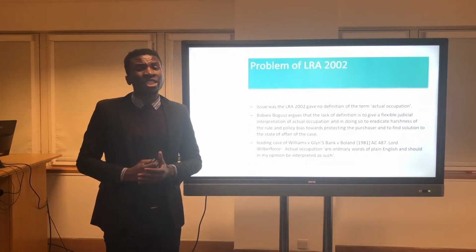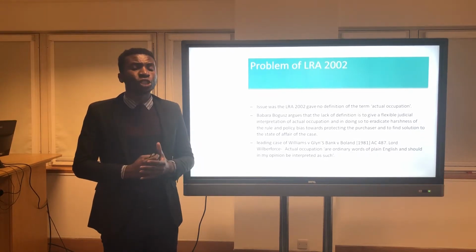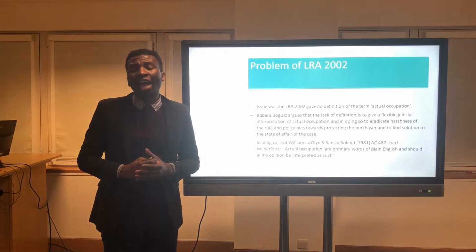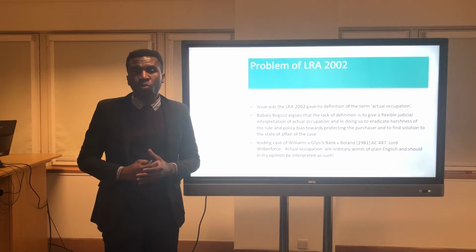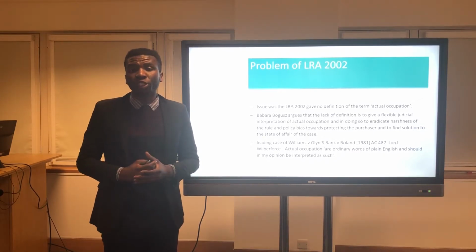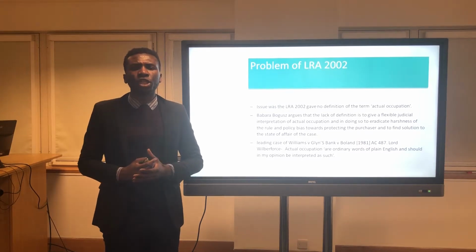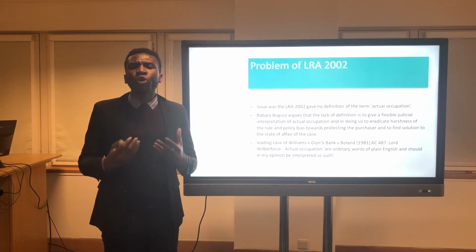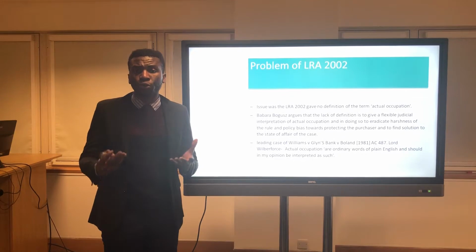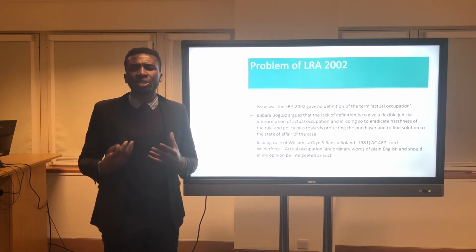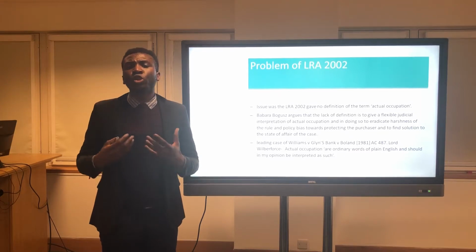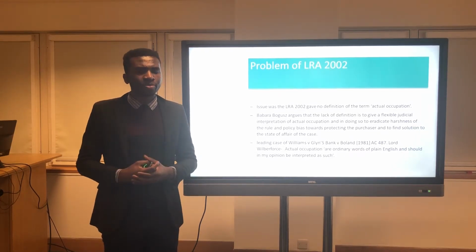This act was not without its own problems. A fundamental issue with the Land Registration Act 2002 was that the act gave no definition for the term actual occupation, like its predecessor. And in order for one to ascertain what actual occupation means, one had to go to the cases decided under the 1925 Act. Barbara Bogusz argues that the lack of definition is to allow flexible judicial interpretation of actual occupation, and in doing so to eradicate the harshness of the rule and the policy bias towards protecting the purchaser, and to find a solution to the state of affairs of the case.